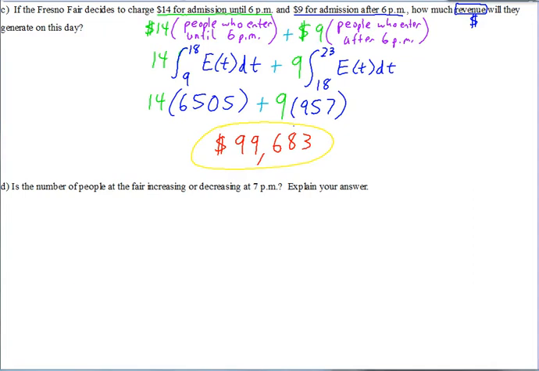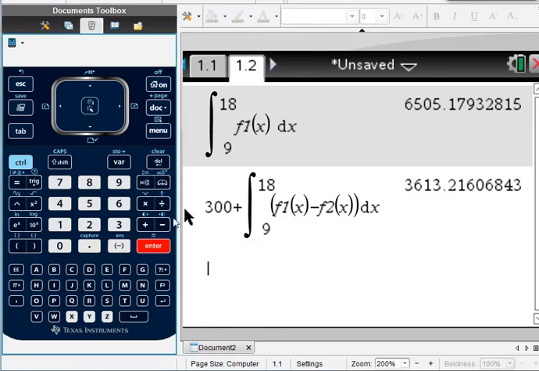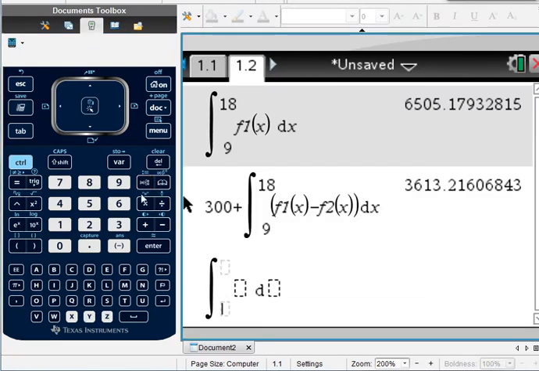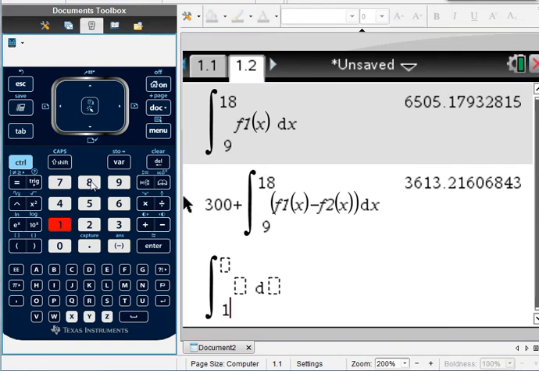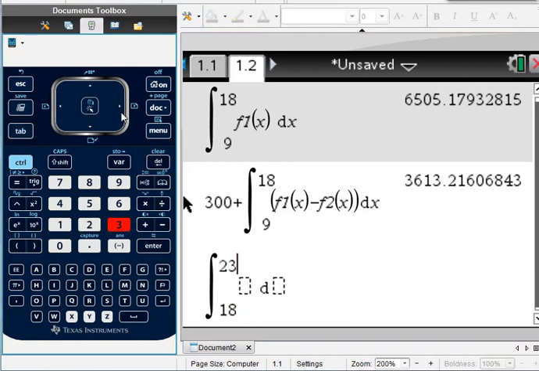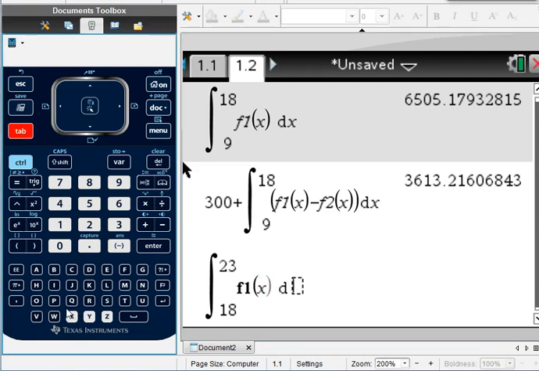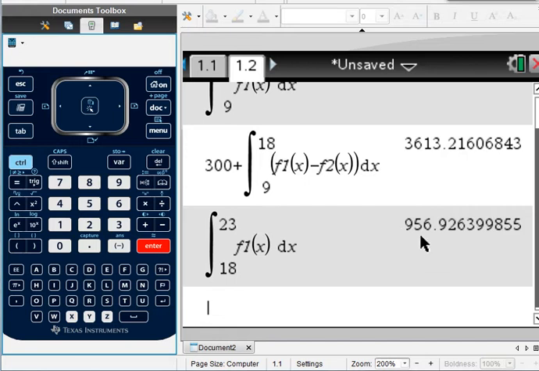And we can do the same thing using the Inspire. So that integral would be from 18 to 23, and just f1 of x dx. And see, we get the same thing, 957.